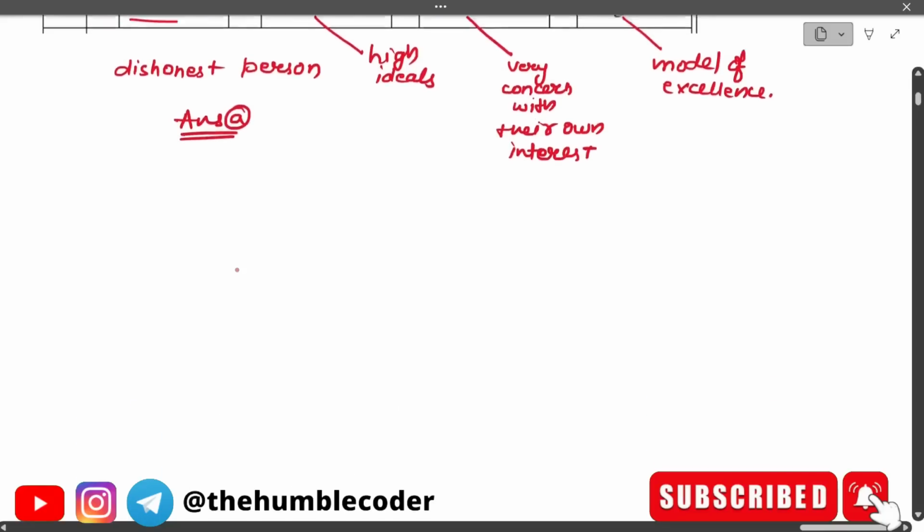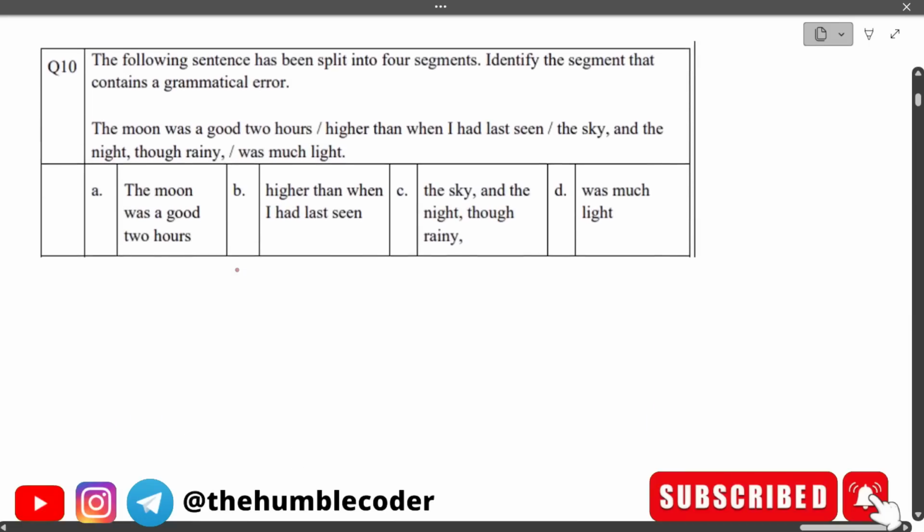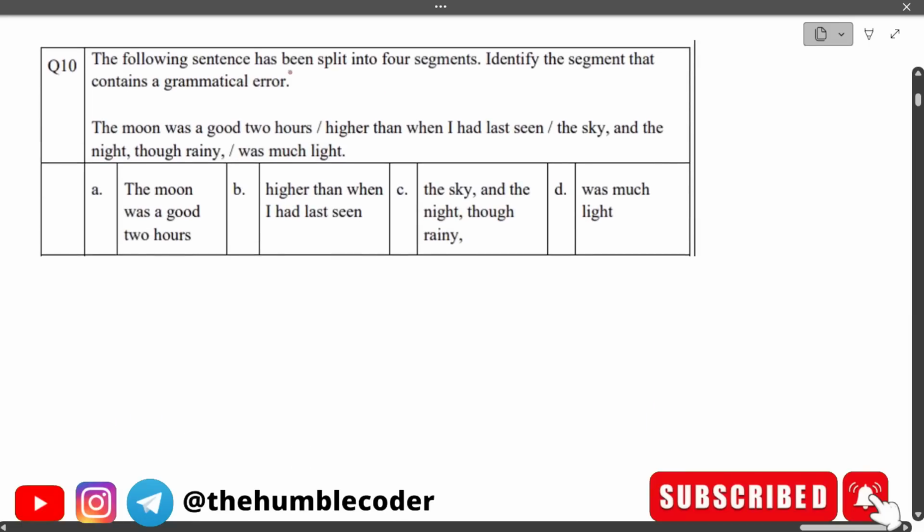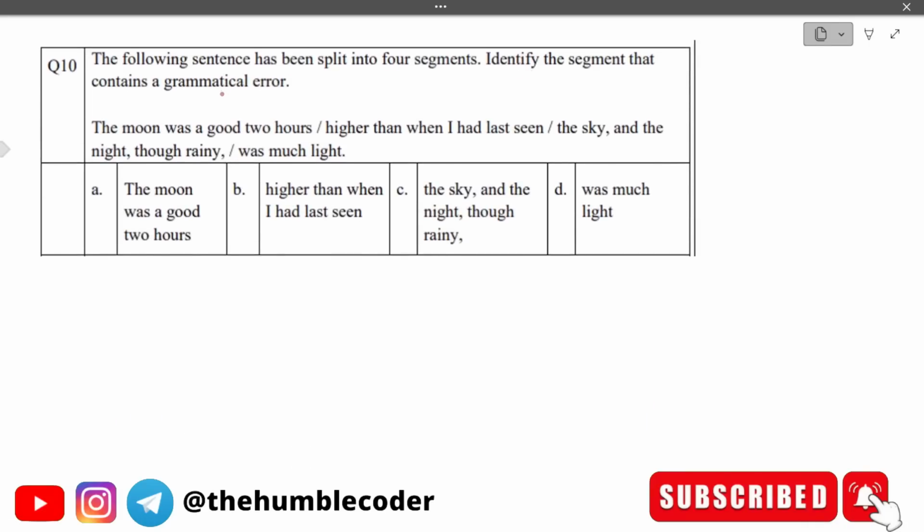Moving on to the next question now. We have this question. The following sentence has been split into 4 segments. Identify the segment that contains a grammatical error. Let's read out the sentence. The moon was a good 2 hours higher than when I had last seen. The sky and the night, though rainy, was much light. Okay, so we have to tell which part of the sentence has error. So the correct answer in this case would be was much light.